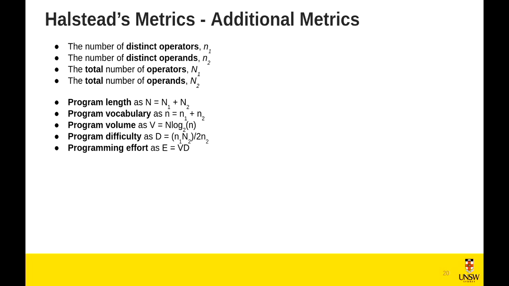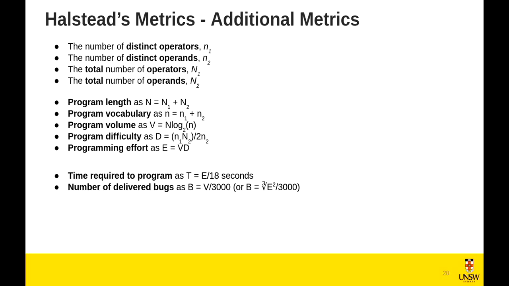And there are some additional metrics proposed by Halstead, and they are time required to program. It is calculated as the programming effort divided by 18 seconds. And I don't know why he used 18, maybe he did some experiments, but this is what we got.